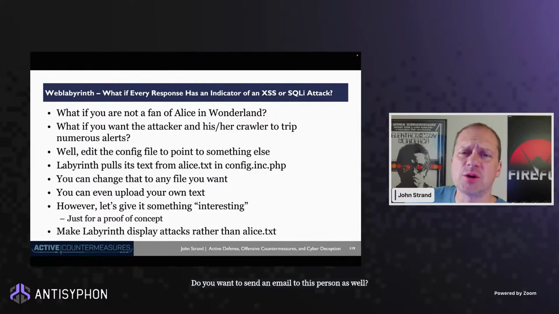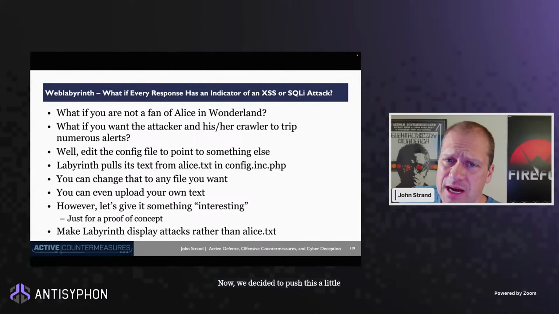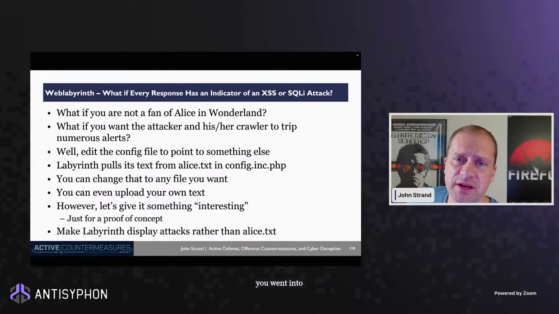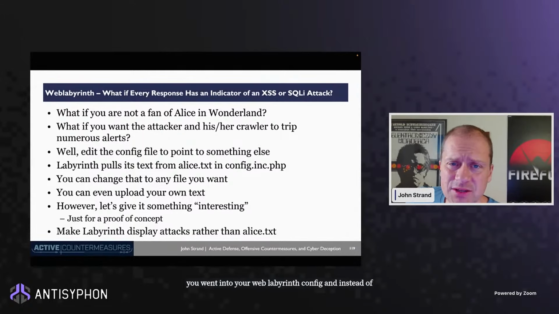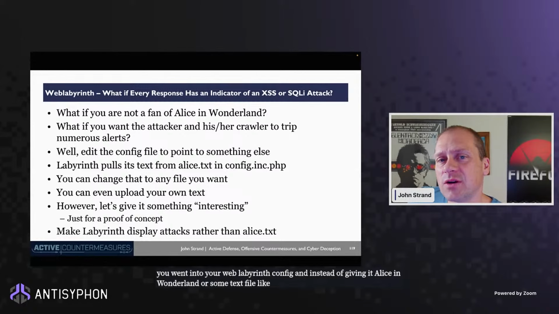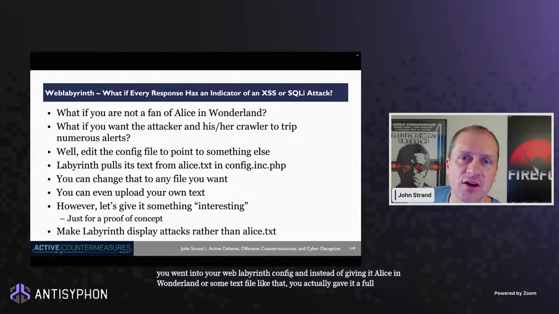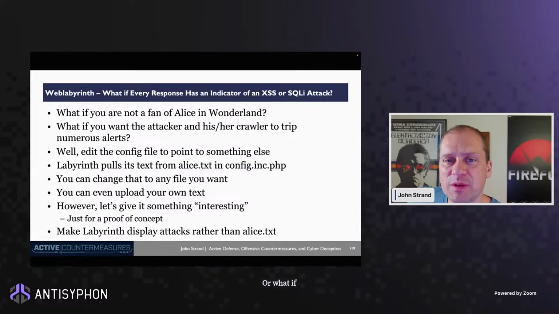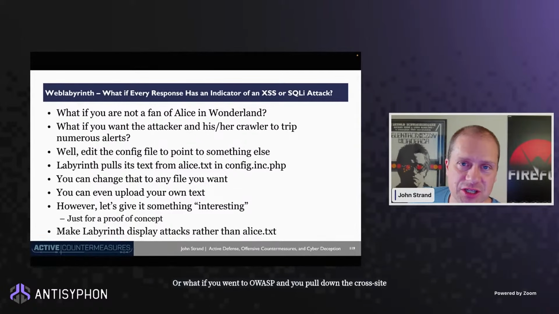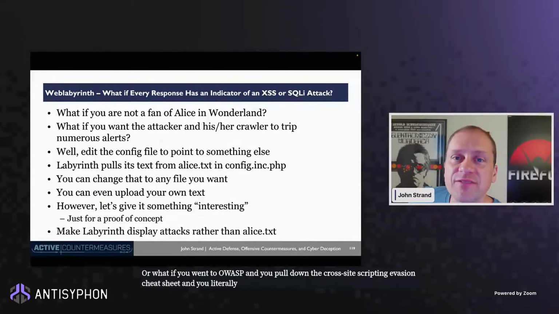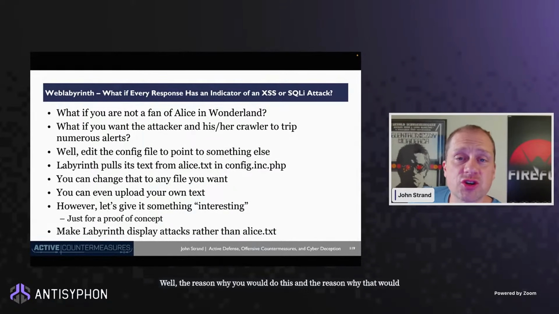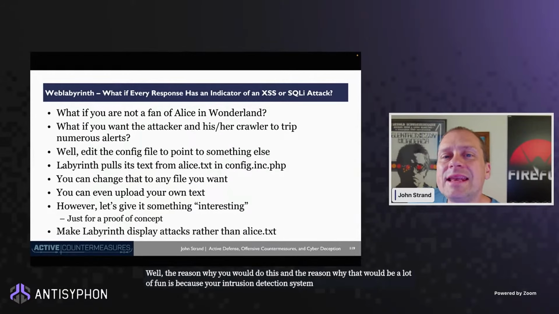Now, we decided to push this a little bit. What if, just possibly, you went into your Web Labyrinth config, and instead of giving it Alice in Wonderland or some text file like that, you actually gave it a full signature fingerprint file for something like Suricata? Or what if you went to OWASP and you pulled down the cross-site scripting evasion cheat sheet and you literally just started shoving cross-site scripting attacks down to the attacker? Well, the reason why you would do this and the reason why that would be a lot of fun is because your intrusion detection system will make it so you cannot ignore it.